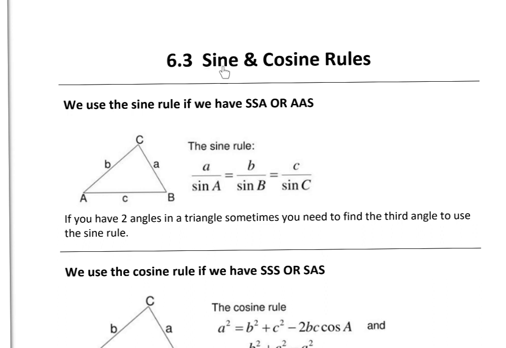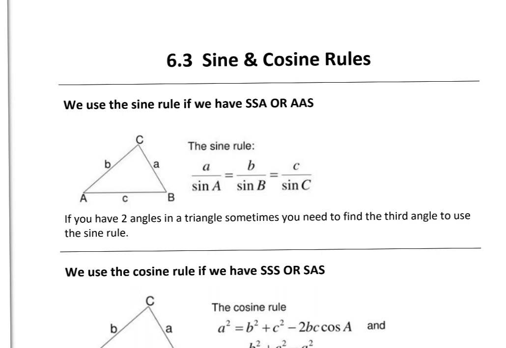Now sine law and cosine law. We will start with sine law. We know that if we have a right angle triangle, we can use SOHCAHTOA to find a side or angle. But what if we don't have a right angle triangle? We have a triangle like that. How can we use sine or cosine to find a side or angle?